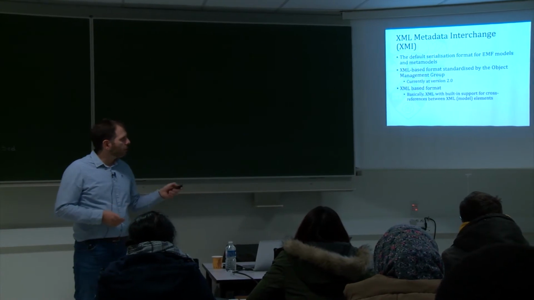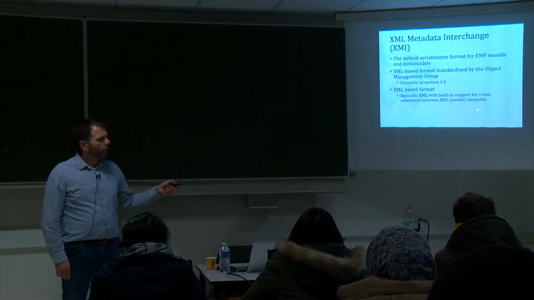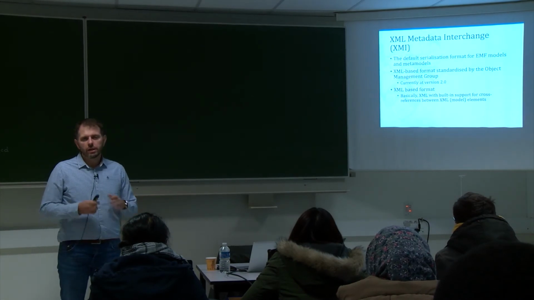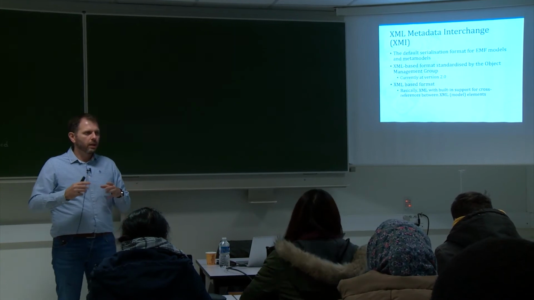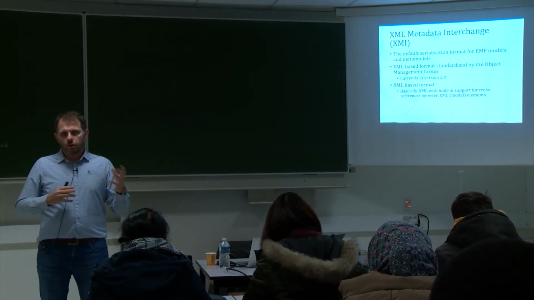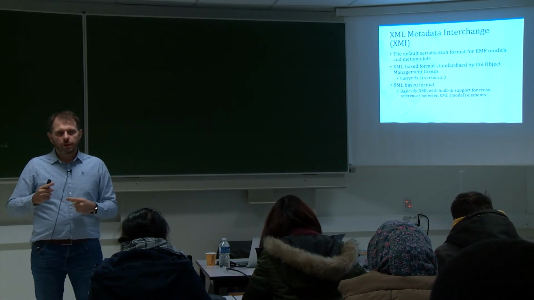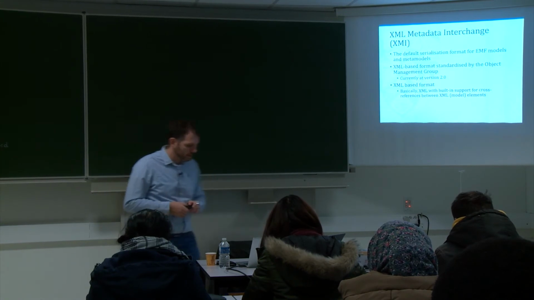XMI is a standard managed by the Object Management Group. Essentially, it's XML with identities. Because models are essentially typed object graphs, we need to be able to refer between elements. XML, by default, is a tree, so we need a tree with ways to cross-reference other elements, so essentially identities, and that's what XMI is pretty much.